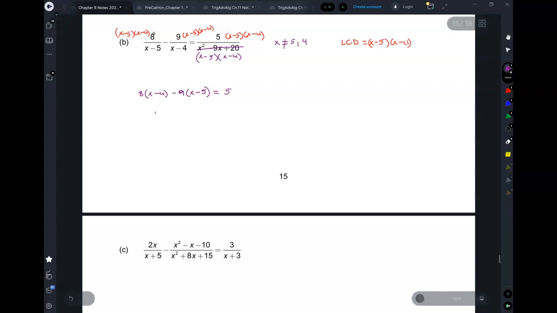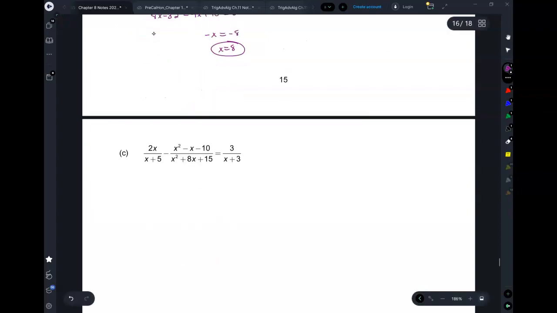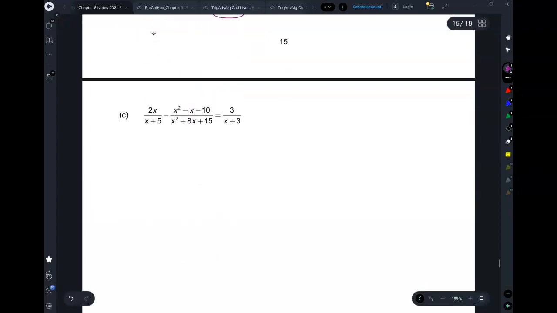Distributing: 8x minus 32 minus 9x plus 45 is 5. Negative x equals negative 8, so x is going to be 8 here. Any questions? All right, go ahead and do the next one.